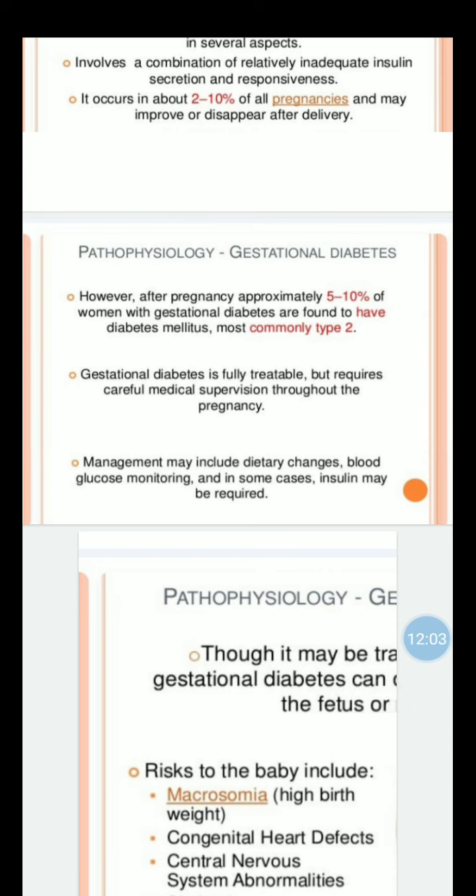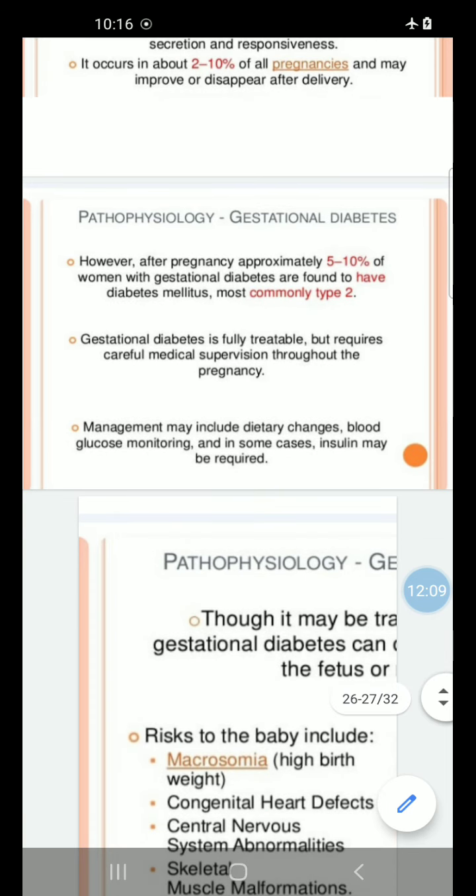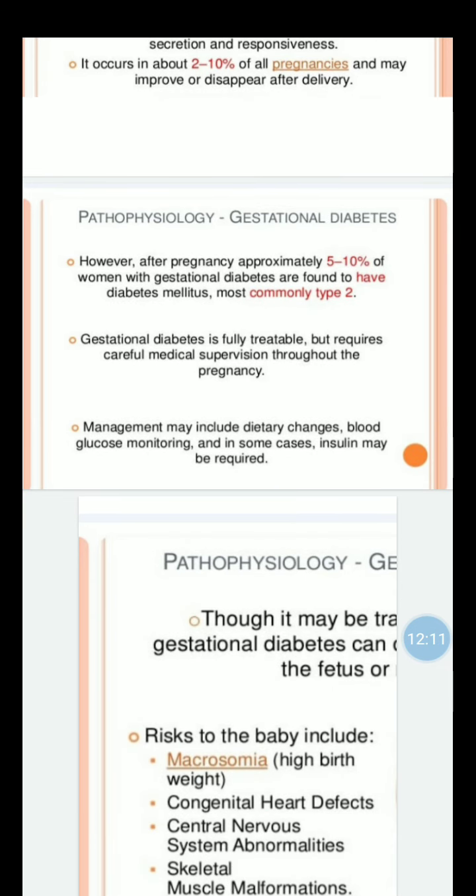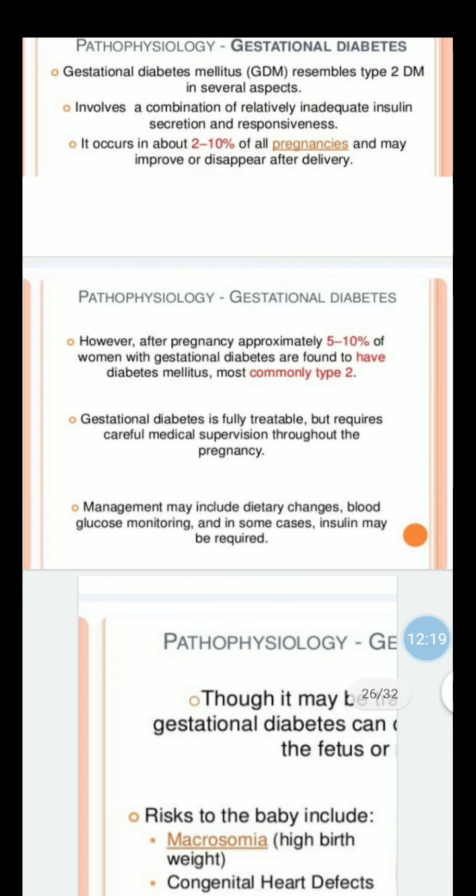However, after a pregnancy, approximately 5 to 10% of women with this diabetes are found to have, most commonly, type 2 diabetes. This third type of diabetes is fully treatable but requires careful medical supervision throughout the pregnancy. Management may include dietary changes, blood glucose level monitoring, and in some cases insulin may be required.